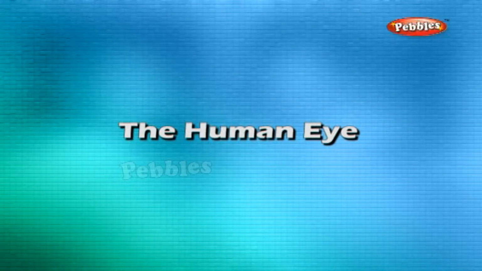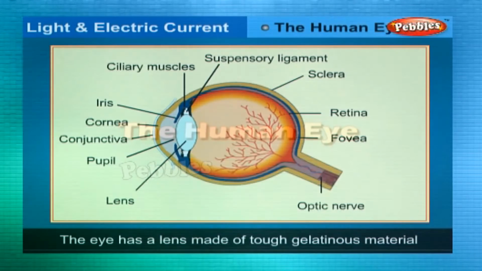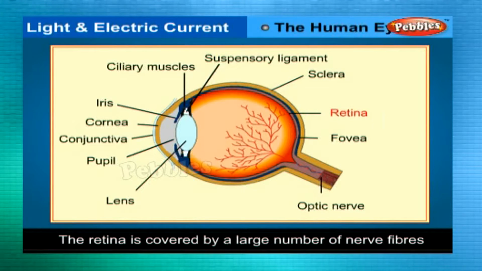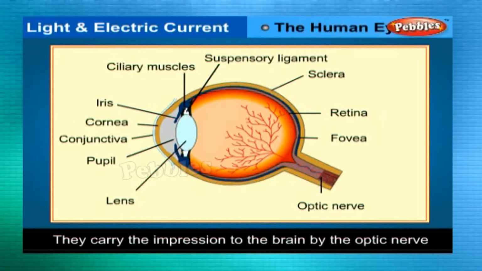The human eye. The eye has a lens made of tough, gelatinous material. The lens forms the image of an object on the retina, which is at the back of the eye. The retina is covered by a large number of nerve fibers, very sensitive to light. They carry the impression to the brain by the optic nerve.